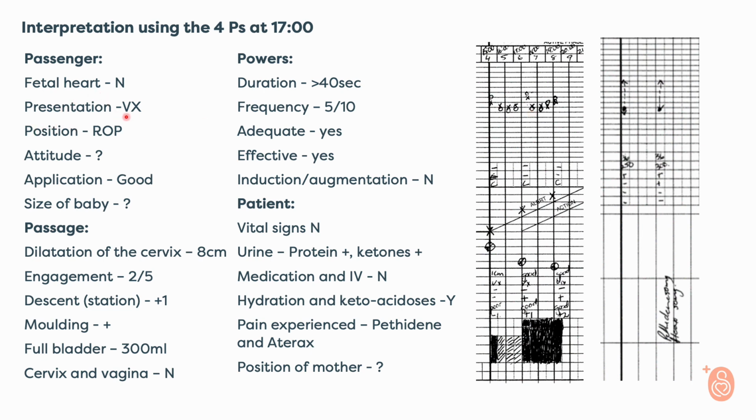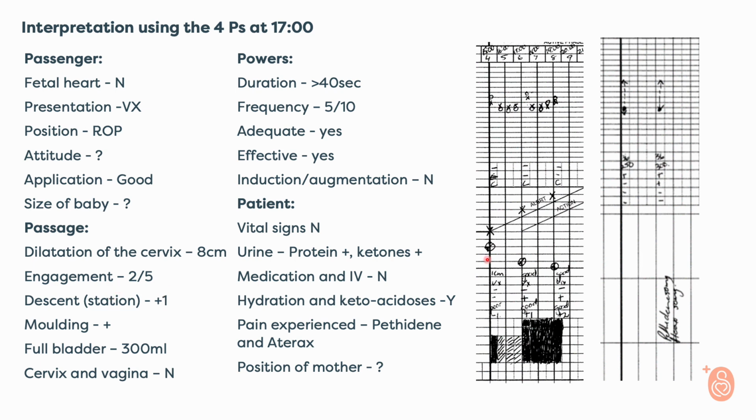The presentation is still a vertex and an ROP. We still don't know about the application, the application is getting better now, so it's good now. It's going better and better here. And if we look at the dilatation of the cervix, we see that the patient is now 8 centimeters dilated here. And this 8 centimeter cross is above the alert line, which tells us that she's dilating even a little bit faster than the normal dilatation.